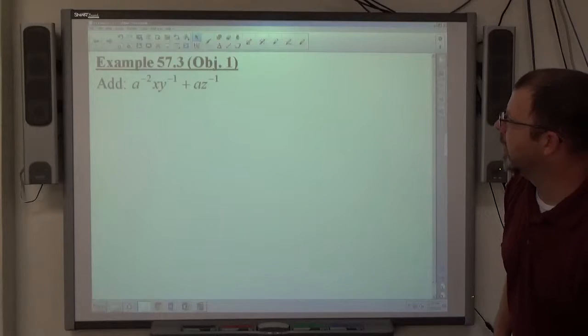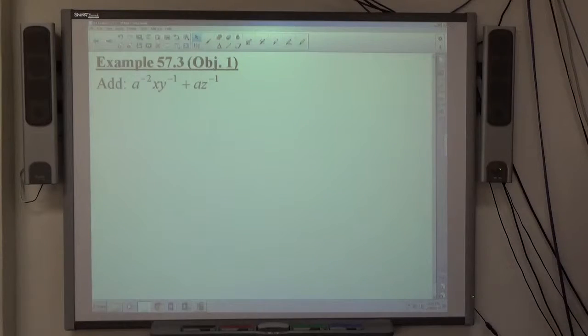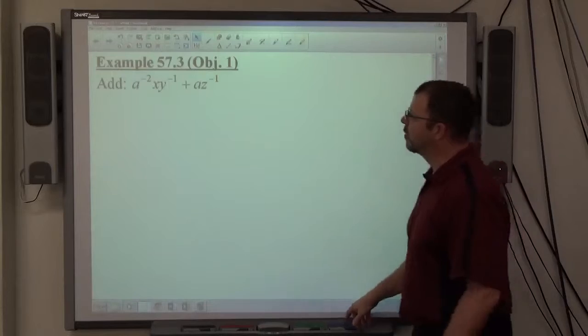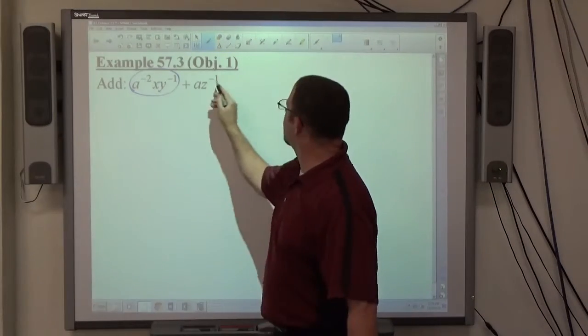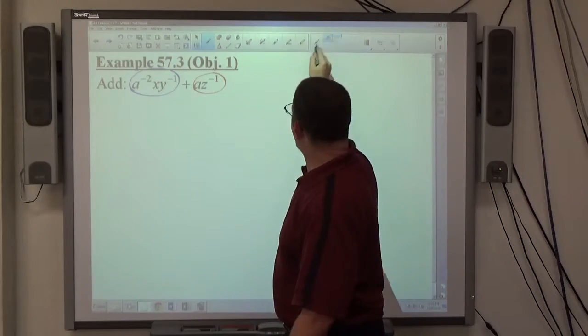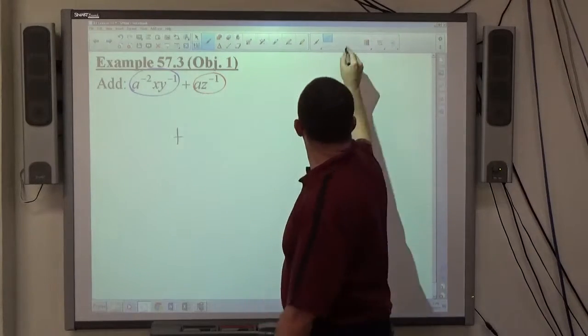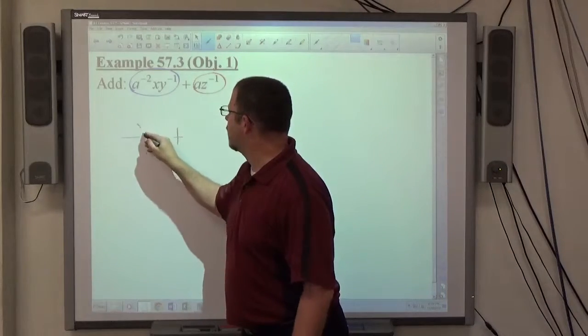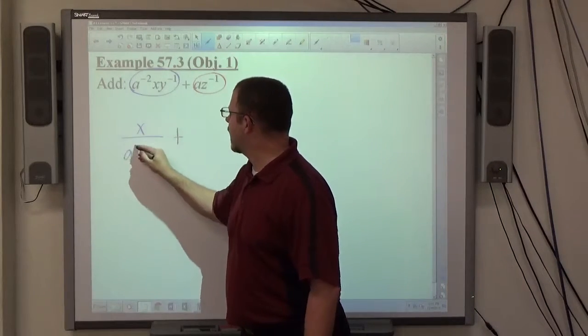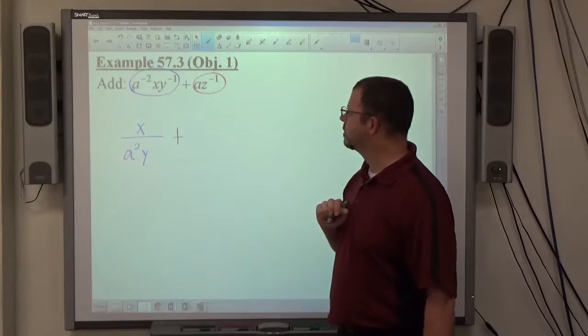Okay, our final example today: a to the negative second, x, y to the negative first, plus a z to the negative first. We have negative powers in this one, we have negative powers in this one, and we have a plus sign in between them. To the left of the plus sign, x is behaving itself to the first power, a to the second, and y to the first both belong on the bottom.